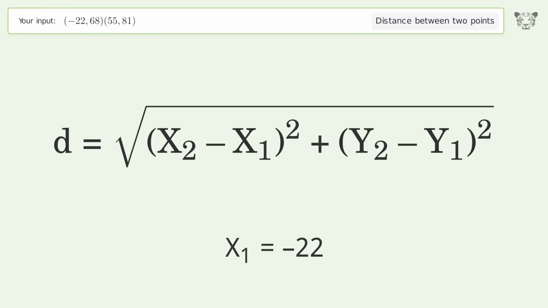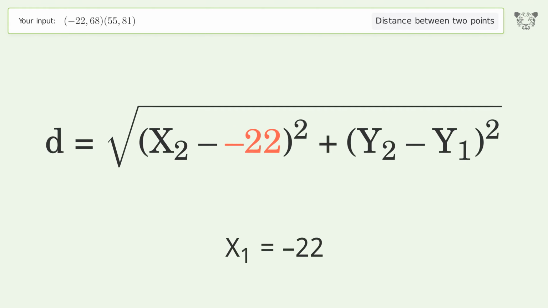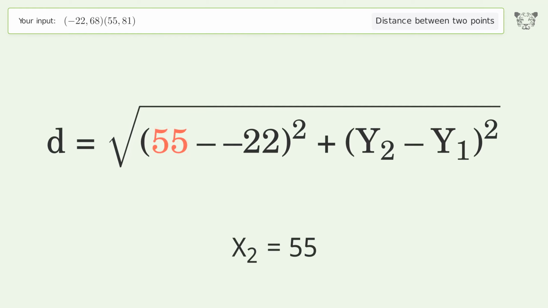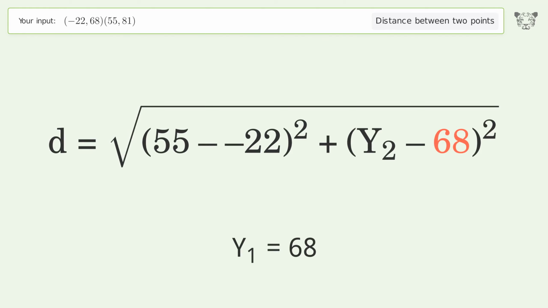x1 equals -22. x2 equals 55. y1 equals 68. y2 equals 81.